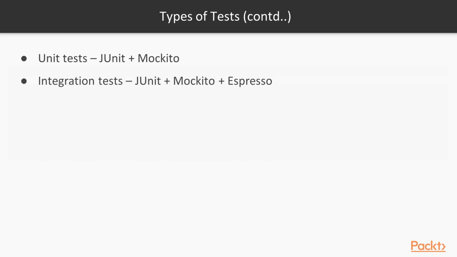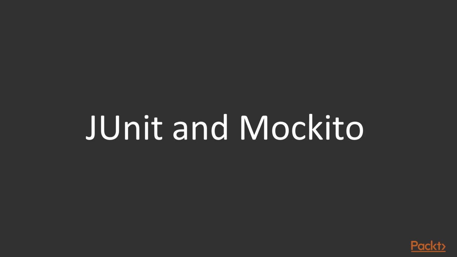And then when we work with integration tests, we'll use JUnit and Mockito, and we'll start using Espresso, which will help us cover the user interface interaction. And finally, end-to-end tests will allow us to test the top-level behavior, and for that we'll utilize the UI Automator tool. So let's start with JUnit and Mockito.